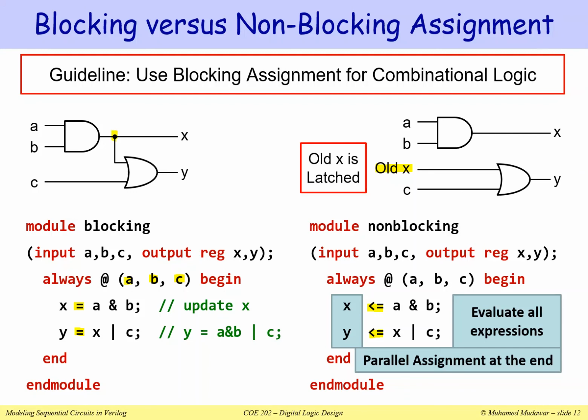So changing the assignment operator from blocking to non-blocking changes the meaning of this circuit and introduces a latch. For this reason, we never use non-blocking assignment when we are dealing with combinational circuits. So this should not be used. We should always use the blocking assignment when we are modeling combinational logic.